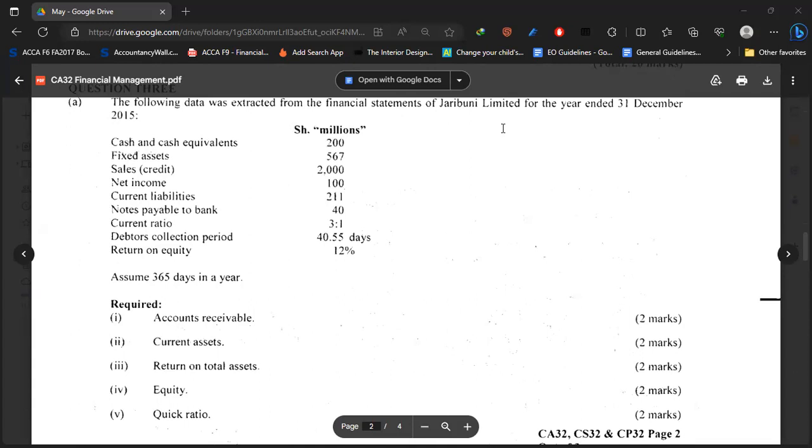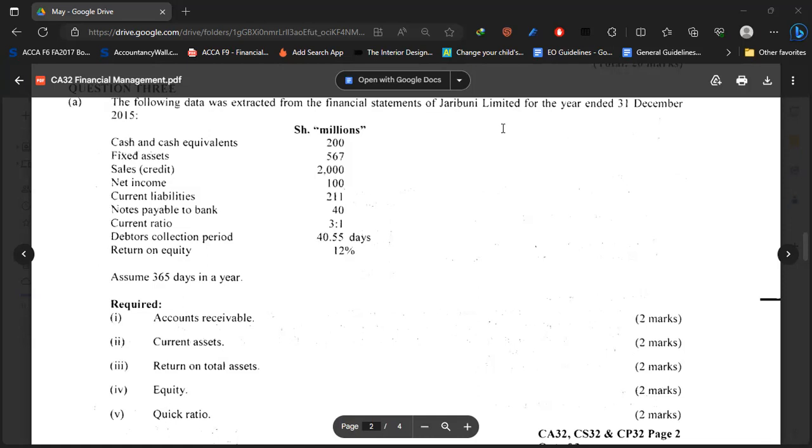Extracted from financial statements of Jaribuni Limited for the year 31st December 2015. Cash equivalent assets in credit, net current liabilities, notes payable, debtors collection, return on equity. Assume 365 days in a year. You're required to get account receivables, current assets, return on total equity, and quick ratio. Thank you so much.